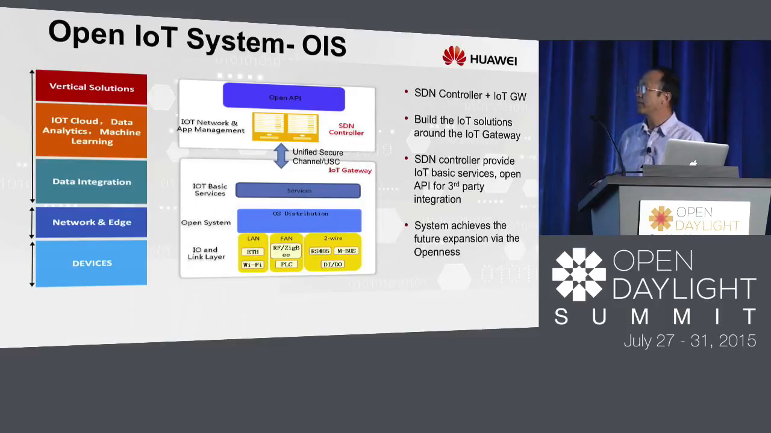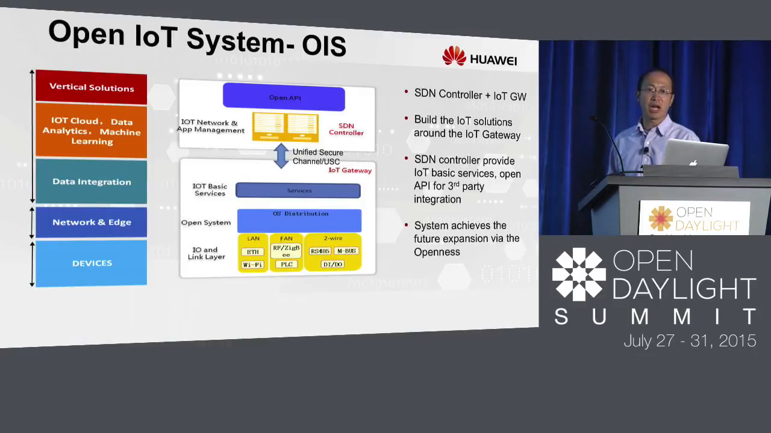Based on this basic IoT stack, we have the SDN controller plus IoT products to form this OIS. For the SDN controller, we simplify the key function to provide IoT network and application management. On the device side, the IoT gateway has the basic link layer service, plus an open system based on a common OS distribution. Based on this open system, we provide a very basic IoT service and it can be extended further by third parties.